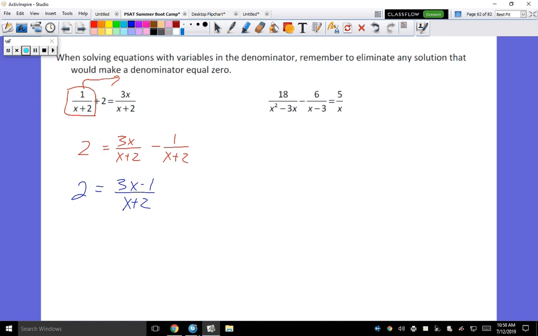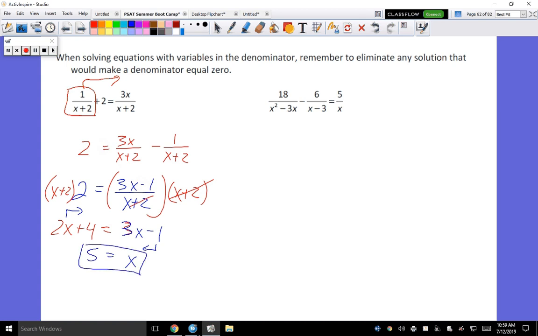Then what? Multiply the x plus 2 over. Then multiply both sides by the denominator to get rid of it, because this cancels to 1. But what you do to one side, you must do to the other, so you get 2x plus 4 equals the leftover numerator over here. And then I see 3x, I'm just going to move it over here by subtracting 2x, and then I'm going to move this 1 by adding it.